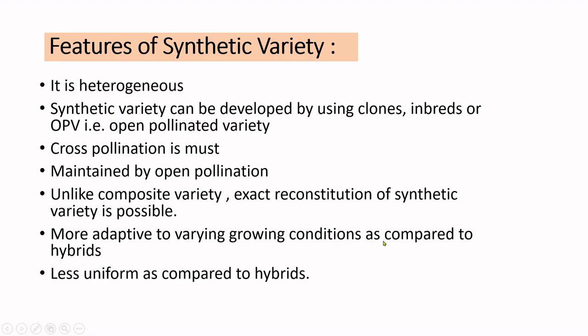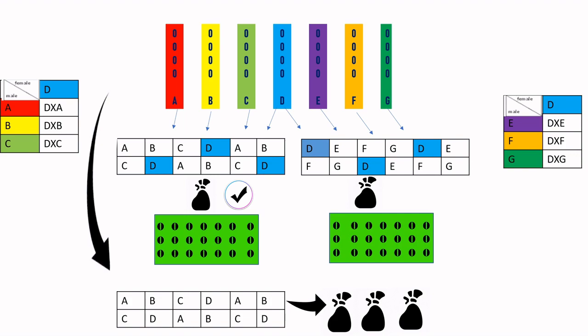Next, they are more adaptive to varying growing conditions as compared to hybrids, because they are a heterogeneous population first of all, and a heterogeneous population has a broad genetic base. Since they have the genetic constitution of all the composite parents, they will have a wider genetic base, and they can resist disease, biotic and abiotic stresses. So they are less uniform as compared to hybrids. This is the only demerit that they have: they are not uniform, and they don't look attractive in the market.